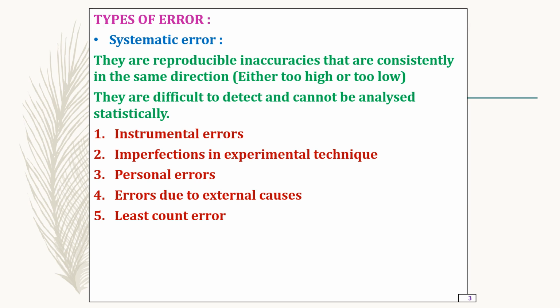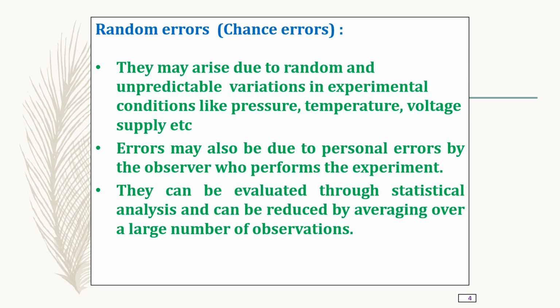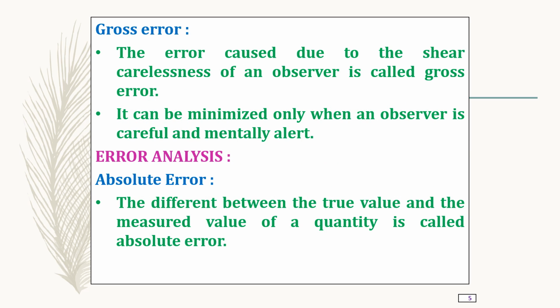Next one is random errors. Random errors may arise due to random and unpredictable variation in experimental conditions like pressure, temperature, voltage supply, etc. The error may also be due to personal errors by the observer who performed the experiment. This error is sometimes called chance error. They can be evaluated by statistical analysis and can be reduced by averaging over a large number of observations. Next one is gross error. The error caused by the sheer carelessness of an observer is called gross error. It can be minimized only when an observer is careful and mentally alert.